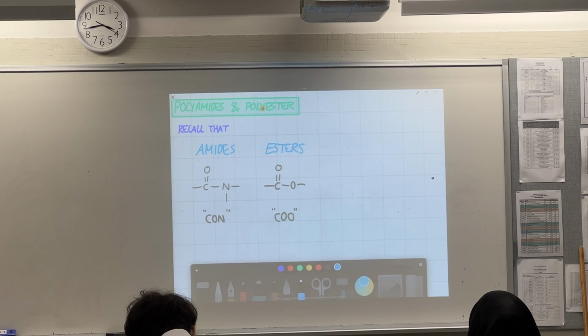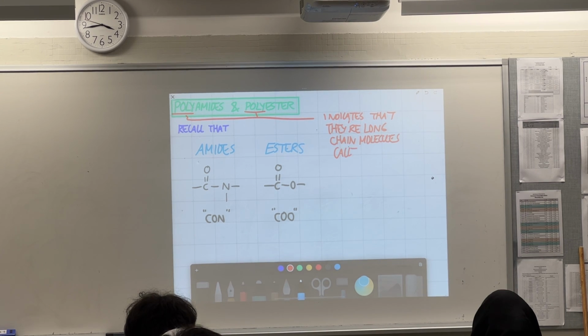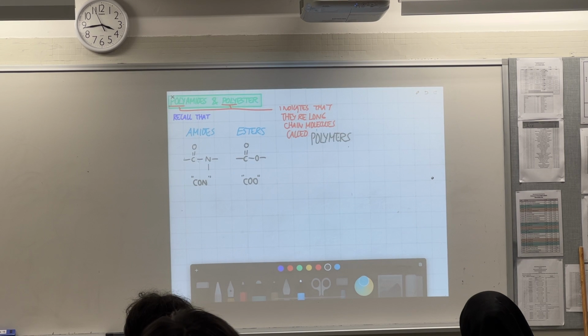I'm sure you have learned something called polyalkene before, right? Remember polyethylene, polypropylene, polystyrene. The term poly tells you that they are polymers. They are very long chain molecules, called polymers. And we'll look at how polyalkenes are formed.